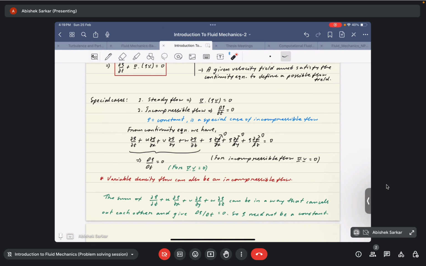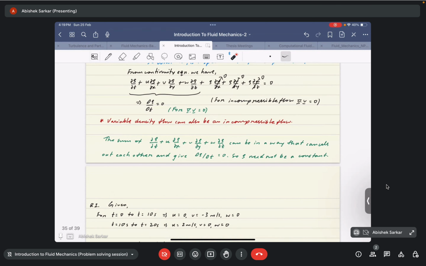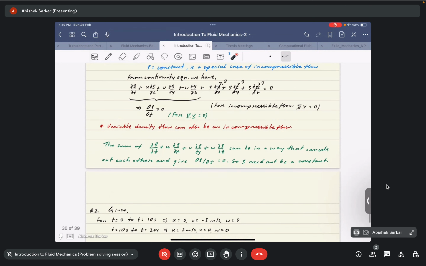Okay, so from this we can write that dou rho by dou t is equal to 0, because the divergence of the velocity field is 0. So the final statement was that a variable density flow can also be an incompressible flow. How? Because d rho by dt equal to 0 tells us that dou rho by dou t plus u dou rho by dou x plus v dou rho by dou y plus w dou rho by dou z is equal to 0.